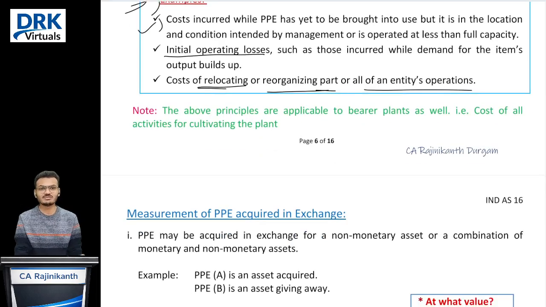So whatever the principles we have discussed till now are applicable to bearer plants also, because we discussed that bearer plants are also covered under Ind AS 16, despite the fact that they are biological assets. In this case, what are all the costs we can capitalize? I can say cost of sapling, labor cost for the plantation, and fertilizer cost, pesticides cost, water charges. So these are all we can capitalize till the sapling comes to a stage of tree, right? So I can say that much only, right?